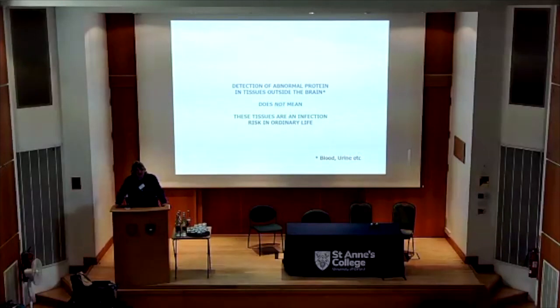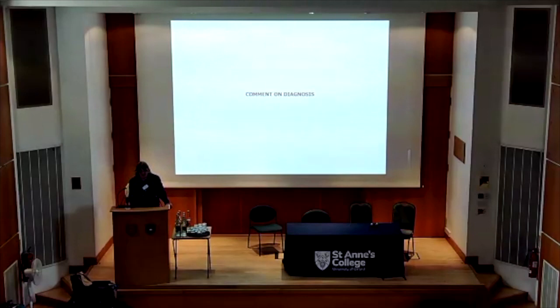I just should say that detection of abnormal protein in tissues outside the brain does not mean that these tissues are an infection risk in ordinary life. Blood, urine, and so on, they're not. And there's no evidence that ordinary contact, even intimate contact with people with these diseases, is a risk.